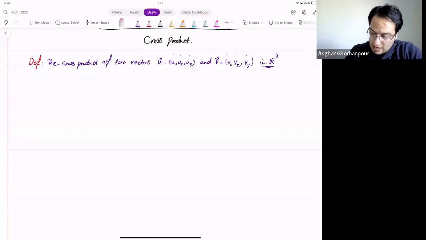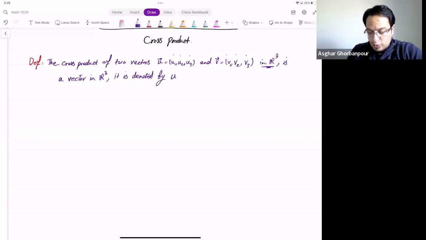So the cross product of these, first of all, is a vector in R3 again. The result of cross product is a vector again. And we denote it by U cross V. For dot product, we put dot. For cross product, we put cross. The notation is important, but even more important is how you get those components. The result is going to have three components. I have to tell you how to compute the first component, second component, and third component.